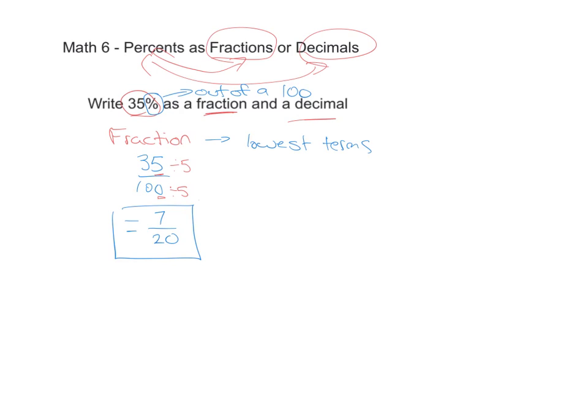Now the next thing we need to do is write this as a decimal. I actually find writing as a decimal probably even more simple. So just a reminder, 35% is 35 out of 100. Now, here's the important thing.